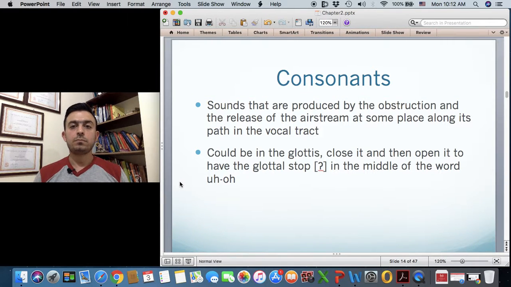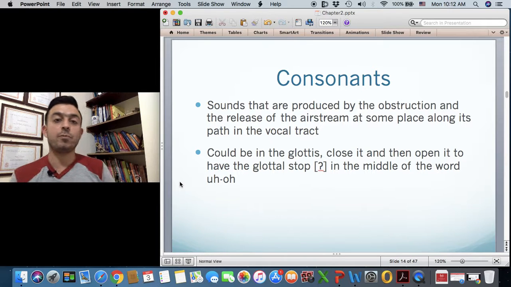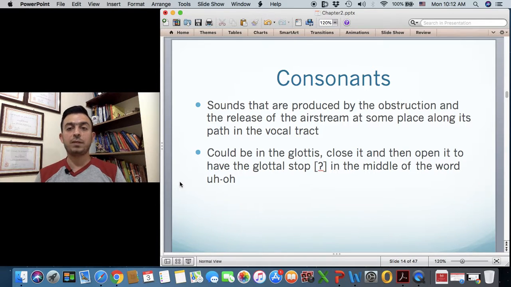All right. So consonants are basically sounds that are produced by the obstruction and the release of the airstream at some place along its path in the vocal tract. That means the air comes from the lungs all the way up to the larynx, and then we stop it, we can let it go, stop it somewhere else in the velar area, we let it go, we stop it at the lips. So there's going to be obstruction of the air, and then after we obstruct the air, we also release it, and that's when the sound happens.